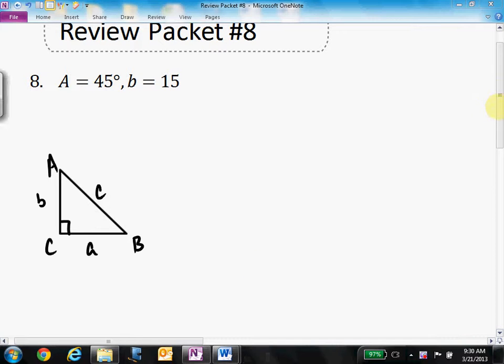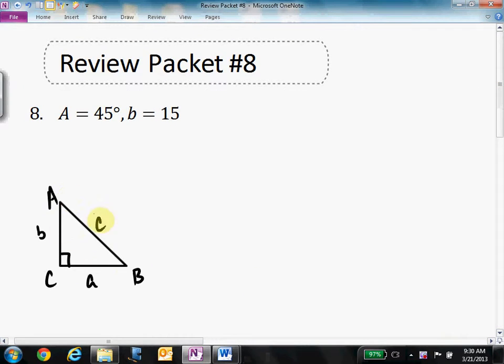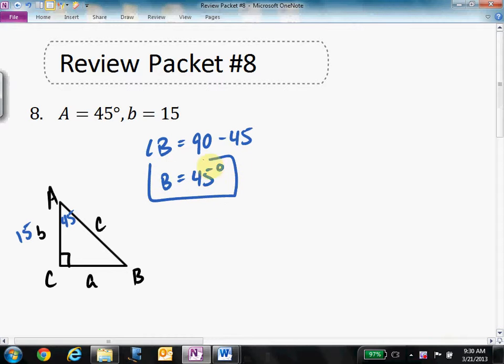Okay, problem 8 in our review packet tells us to solve triangle ABC using the given diagram and the given measurements, which you have here. I'm going to start by populating my triangle with the given information. So I can see angle A is 45 degrees, side B is 15. So I can easily find angle B by subtracting 45 from 90, because we know angle A and B will be complementary when angle C is 90 degrees. So angle B is 45 degrees.